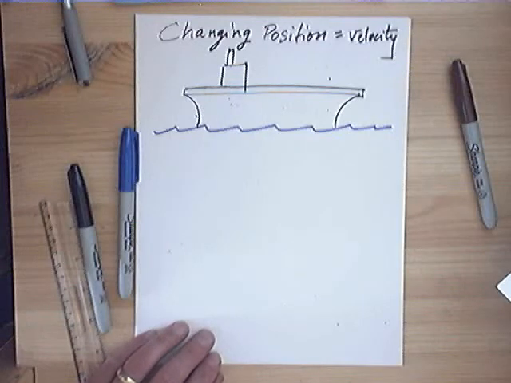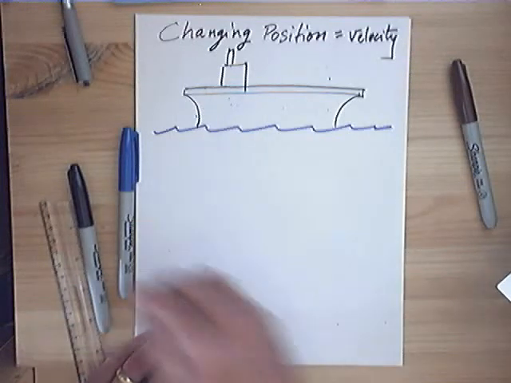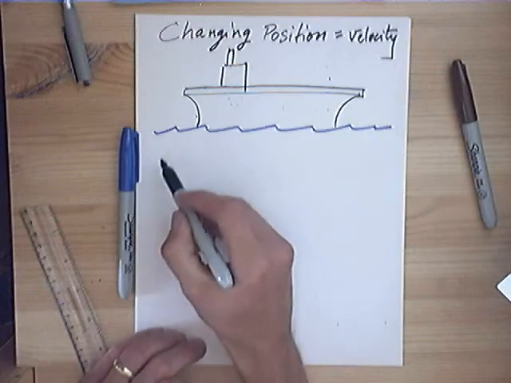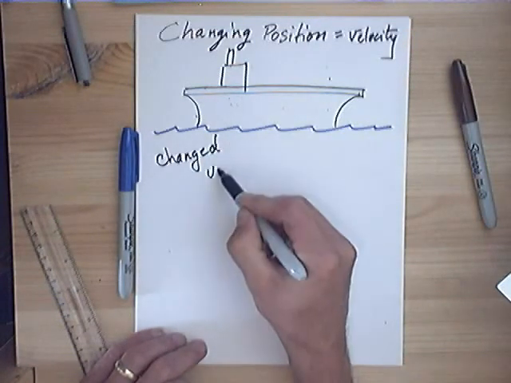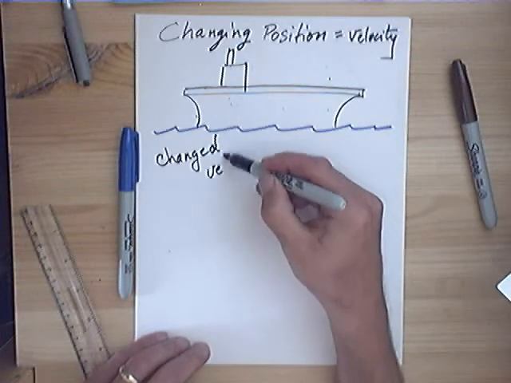So changing position is called velocity. But what happens if we change velocity? Because not everything is moving at the same speed. So let's take an aircraft carrier here.